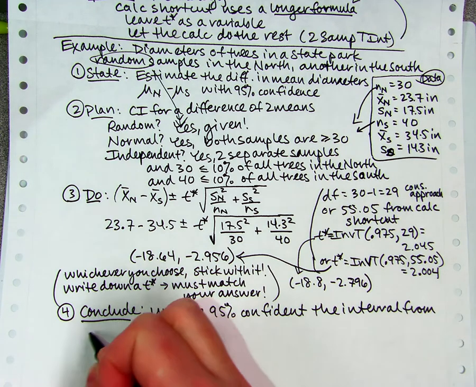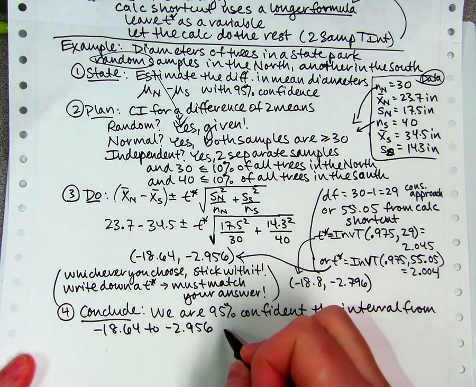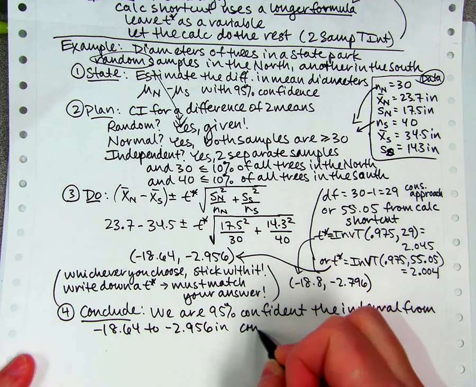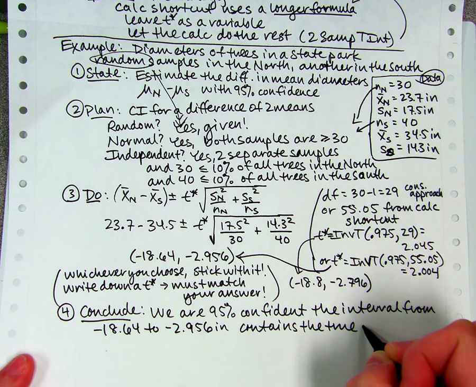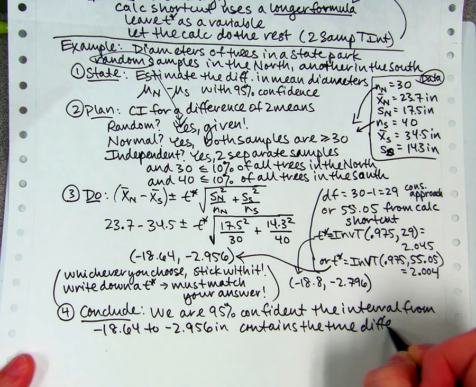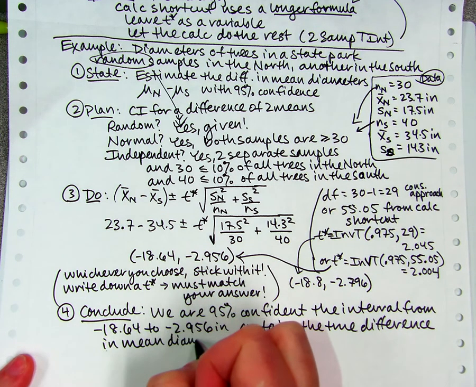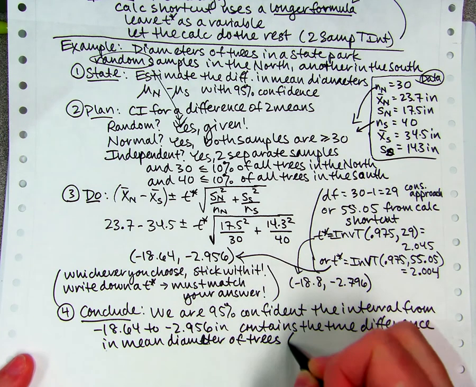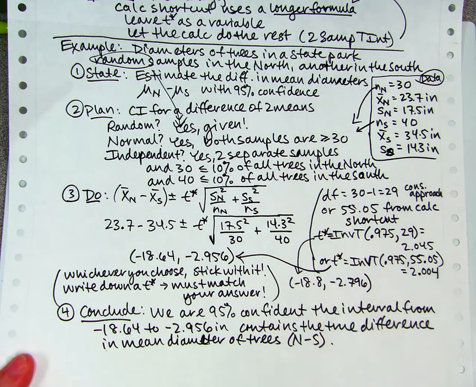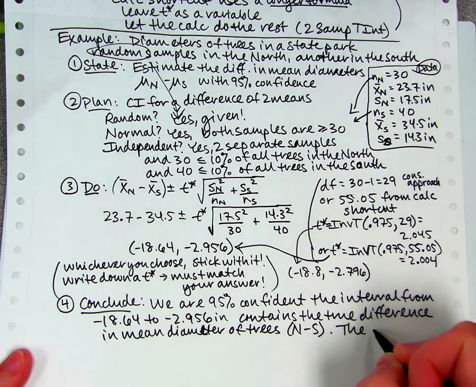from negative 18.64 to negative, it's both negative, so that means it is a significant difference, inches, contains the true difference in mean diameter of trees north minus south. In other words, we could even add something saying, in other words, the trees in the north have a smaller mean diameter.